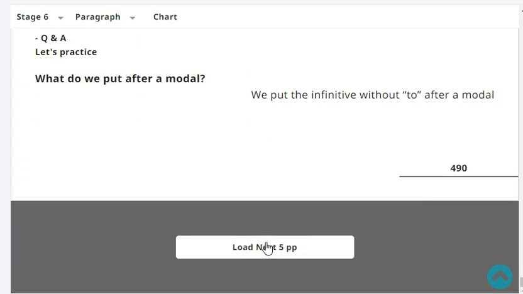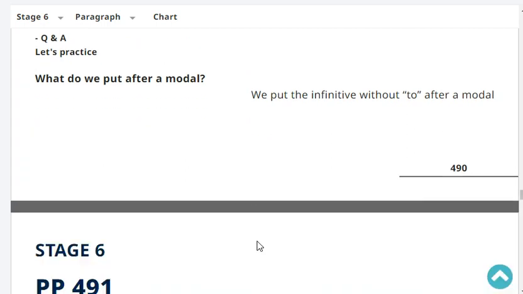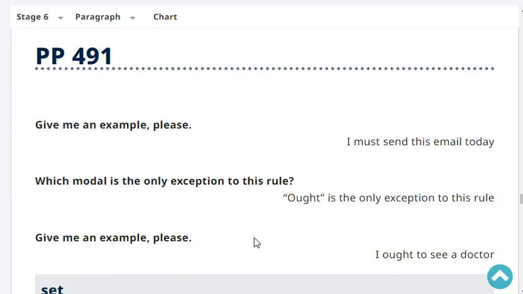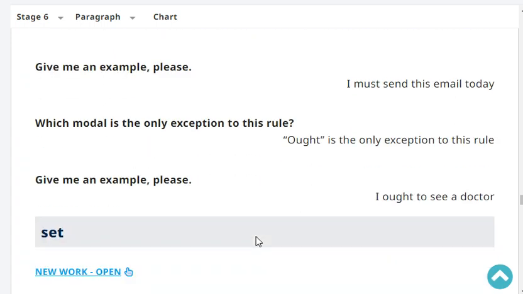What do we put after a modal? We put the infinitive without to after a modal. Give me an example, please. I must send this email today. Which modal is the only exception to this rule? Ought is the only exception to this rule. Very good. Give me an example, please.